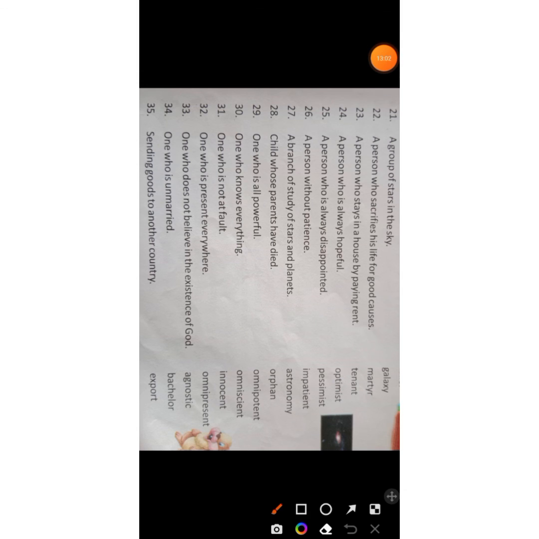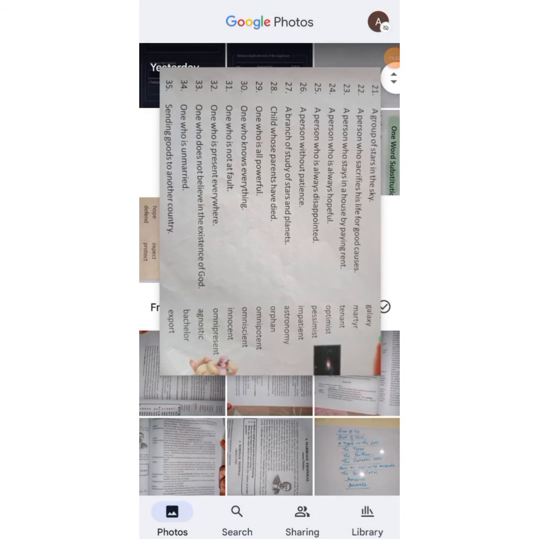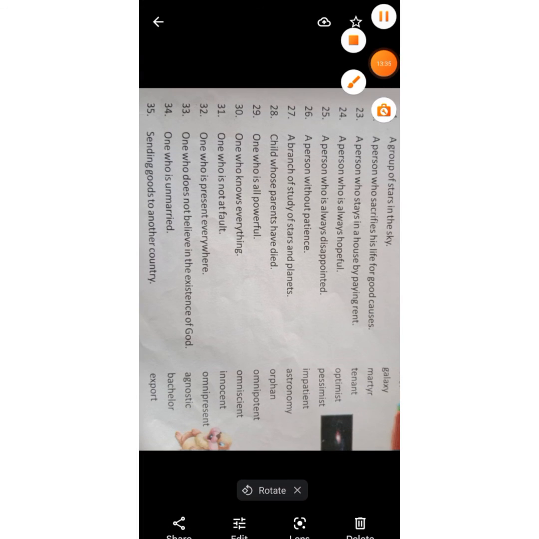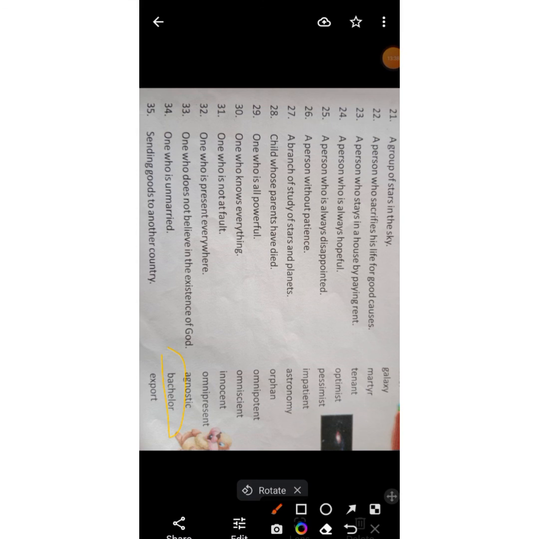And after this, one who does not believe in the existence of God. A person who does not believe that God exists, that person is known as agnostic. One who is unmarried means who has not done his marriage or her marriage, that is known as bachelor. Sending goods to another country, that is known as export.